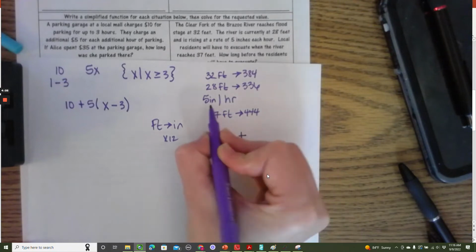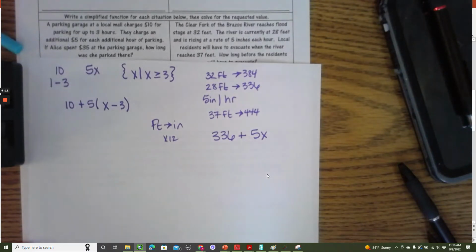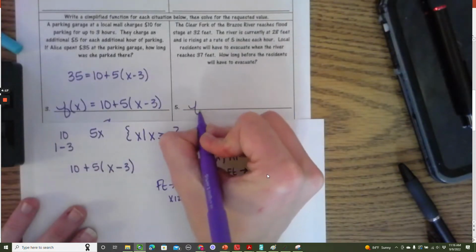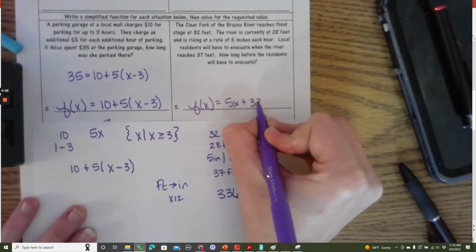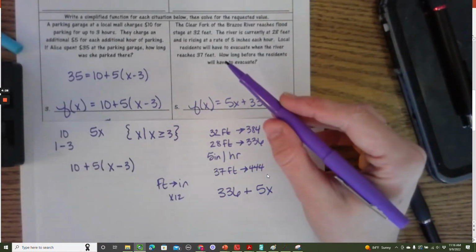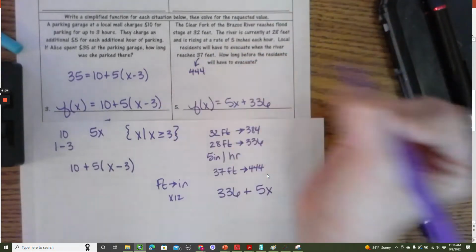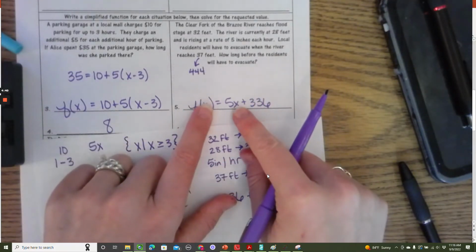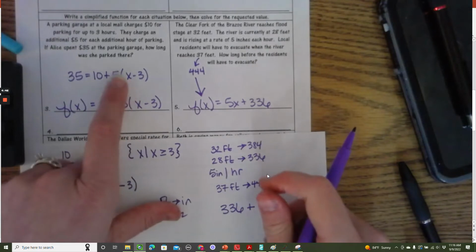And then I'm going to add, it's going up 5 inches per hour. So 5x. And so that's literally my equation. That's it. 5x plus 336. Now, it says residents will have to evacuate when the river reaches 37 feet. That was 444 inches. Would I plug that 444 in for f of x or x? F of x. So then I can menu 3-1 just like we did here.